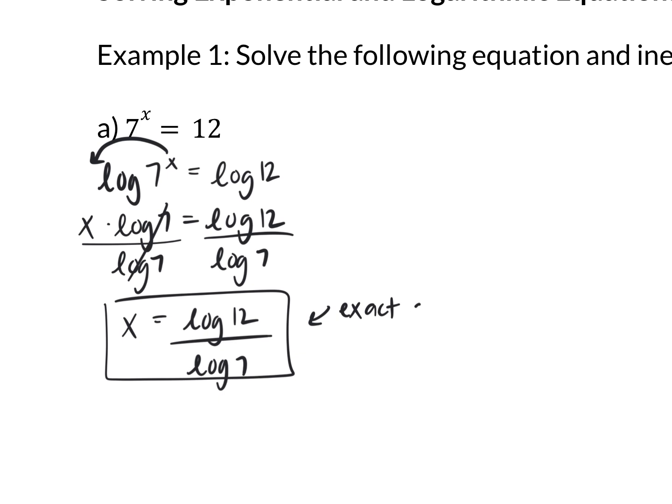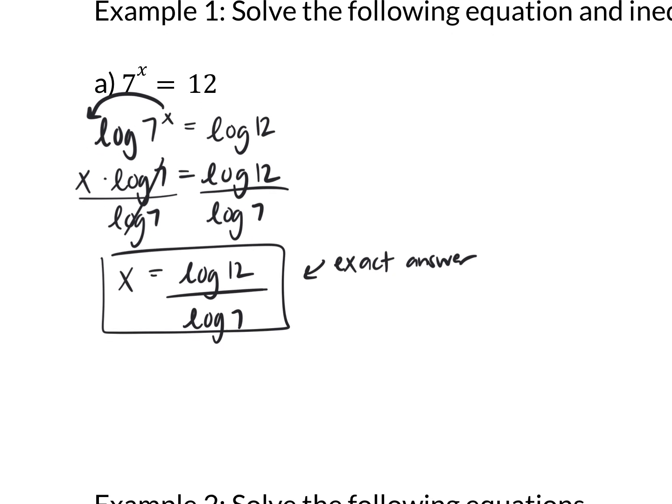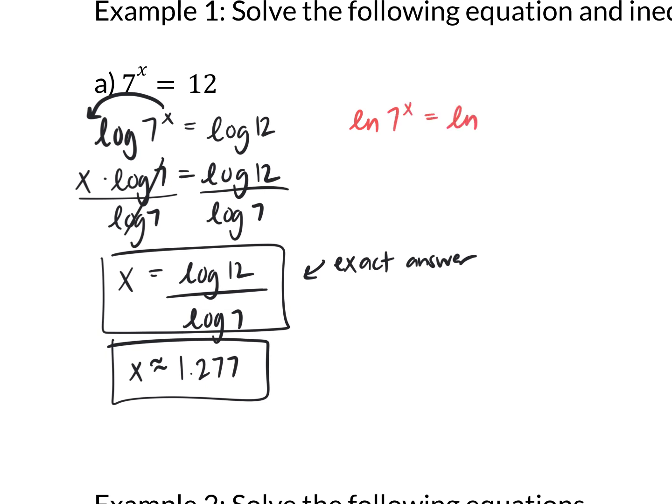So if the question asks for an exact answer, that means we are not rounding. But if it wants it as an approximated answer, we can plug this in the calculator and we get about 1.277. Now up at the beginning here, I could have chosen to do the natural log of both sides, and I would solve this the same way, and we would still end up with the same answer of x being 1.277. Okay?